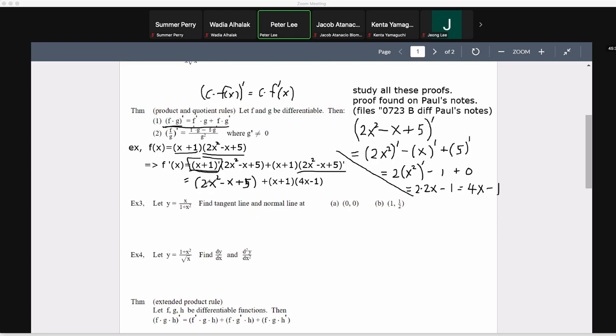Now note that if you take the derivative of a product separately, that will be incorrect. Let me put a note here. The derivative of F times G is not equal to F prime times G prime. Some students make this mistake. It kind of looks nice, right? But it's not. You can try it, and it doesn't work.